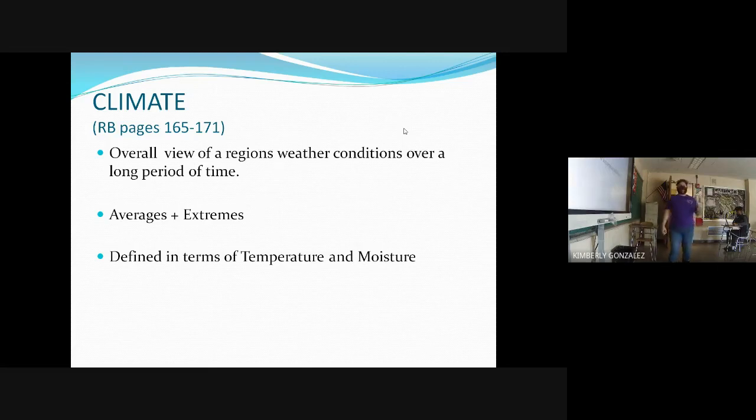Now, when we talk about climate, we're not just going to be talking about temperature, but you also have to talk about the amount of moisture. It's the same type of thing as when we talked about air masses. With air masses, it was always hot or cold, wet or dry, okay? Same thing with climate. When we look at the different types of climate, we're going to look at them as both hot or cold and wet or dry. They come together to make climate.